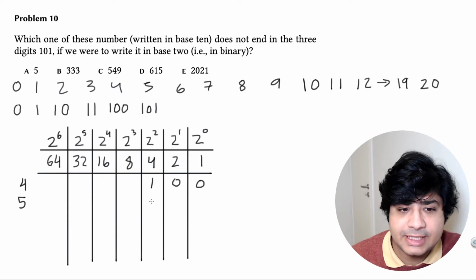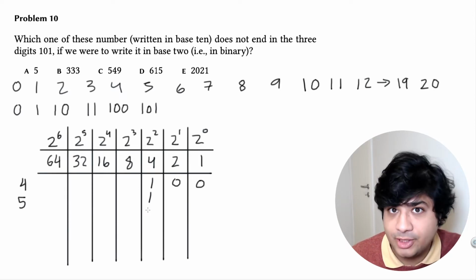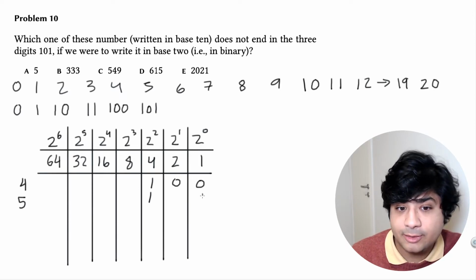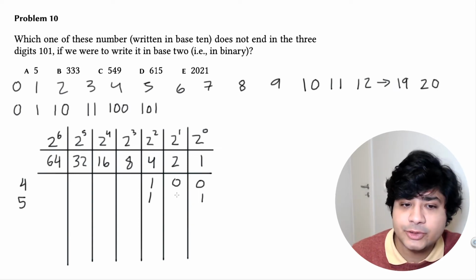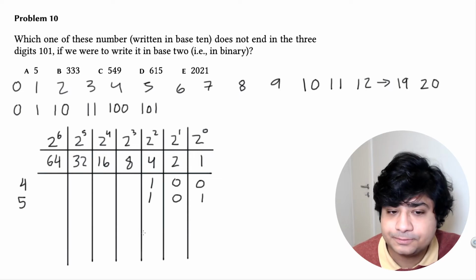What about 5? Well, 5 would be similar. So you do want a 4. You want a 1 as well, because 4 plus 1 makes 5. But you don't want a 2. So that's a 1, 0, 1.